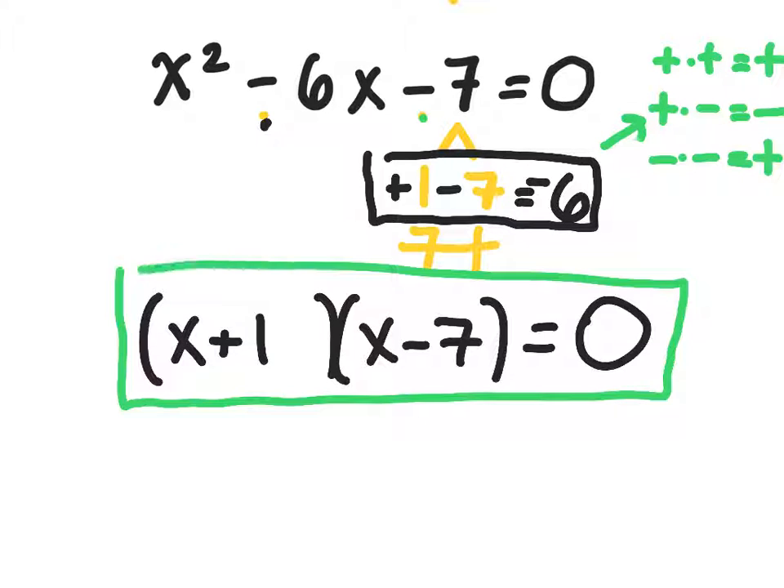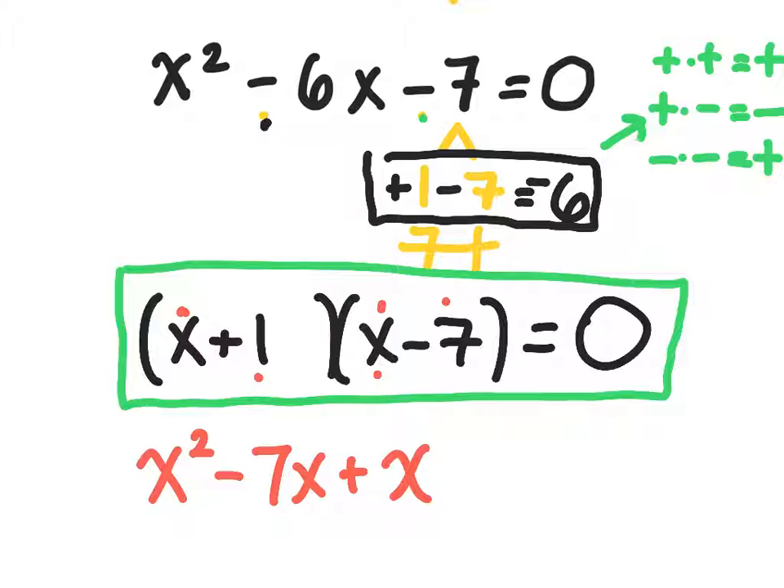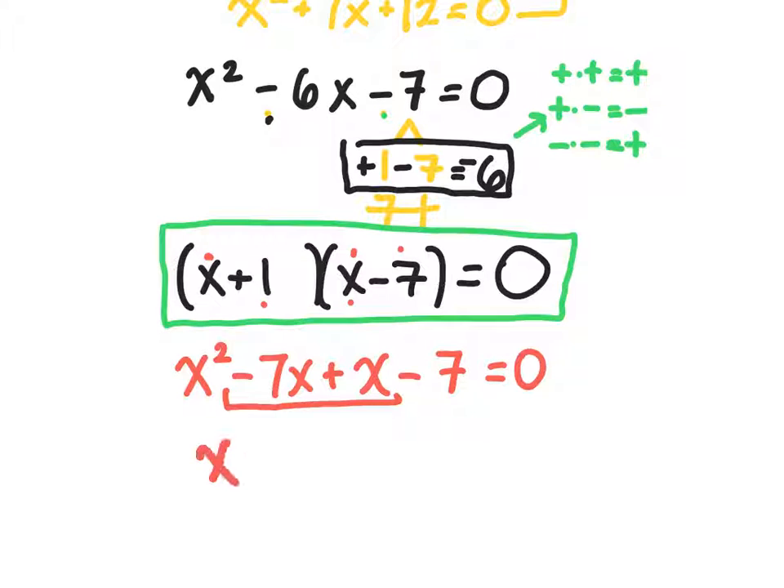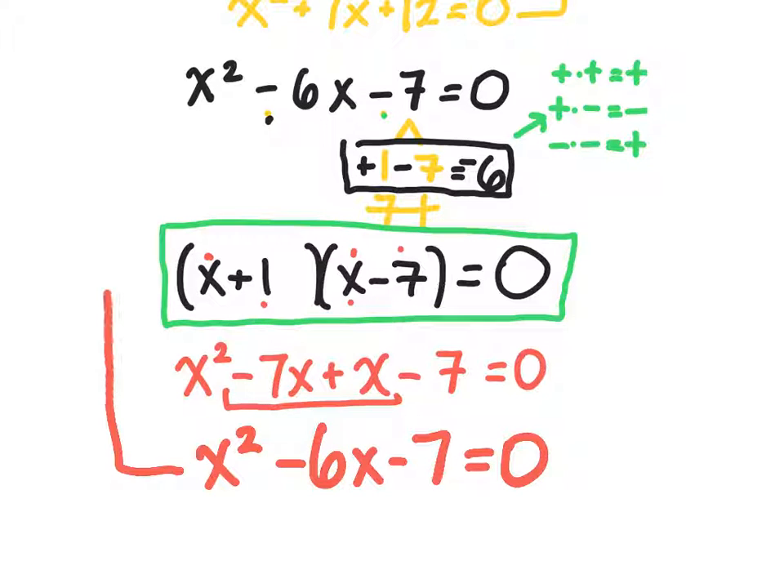But let me check my work by foiling. So this is where it all comes from. I'm going to say I'm foiling or distributing. I'll say x times x gives me x squared. X times negative 7 will give me minus 7x. 1 times x will give me plus x. 1 times negative 7 will say minus 7 equals 0. When I combine my like terms, there we go, we will have x squared minus 6x minus 7 equals 0. And I see that that is exactly what I had in the beginning.